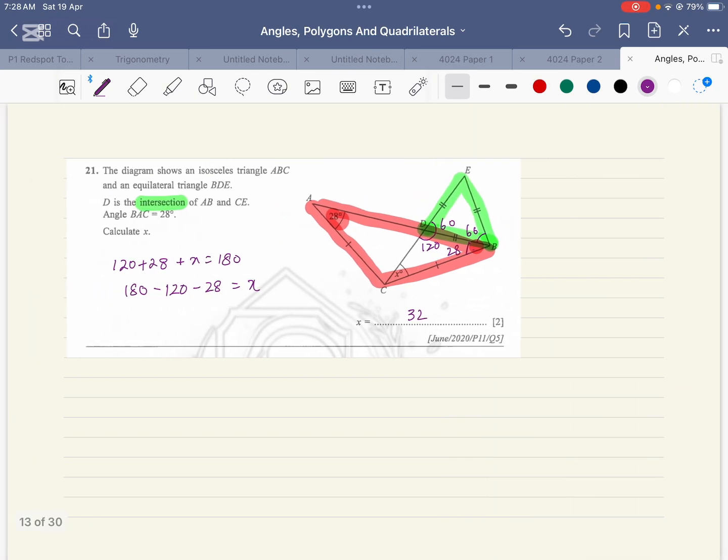32. This is all about angles, polygons and quadrilaterals.